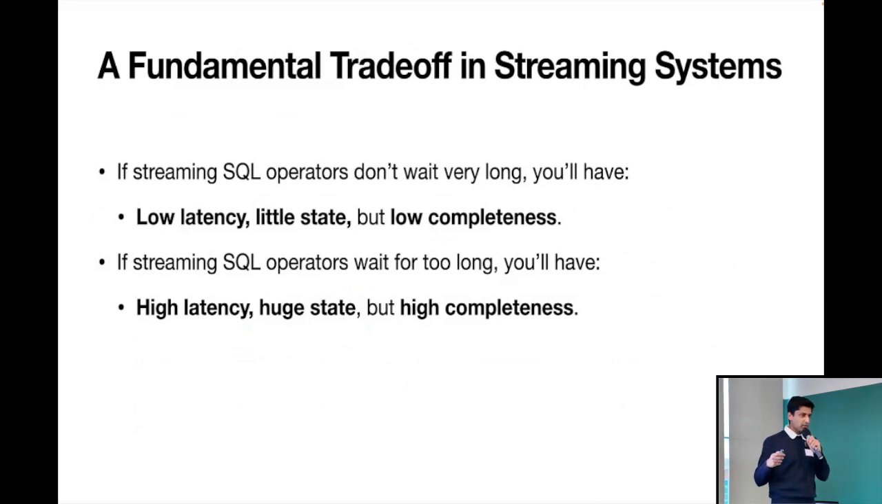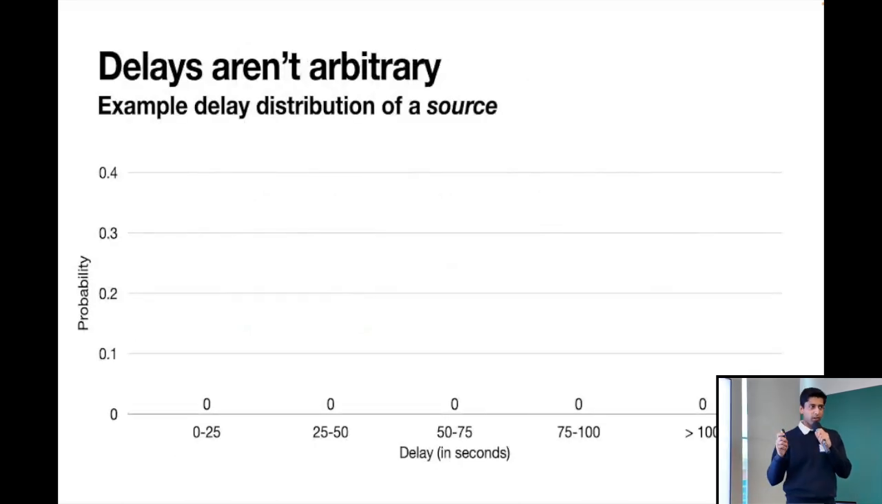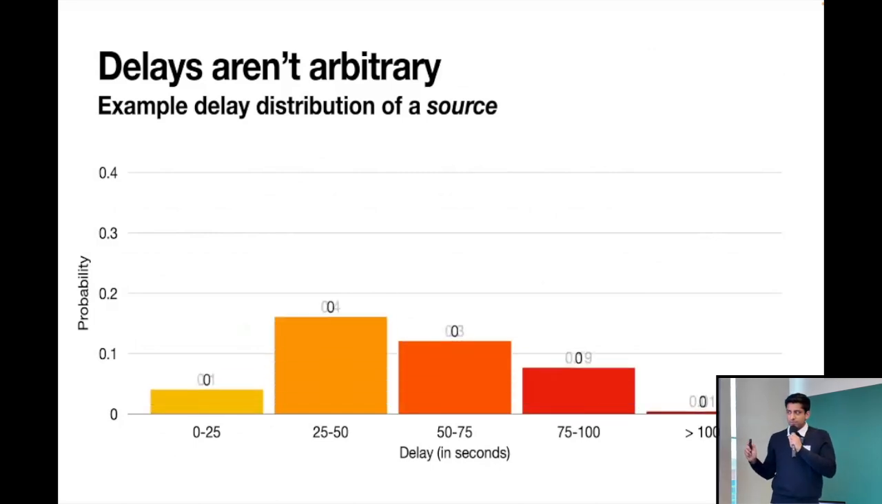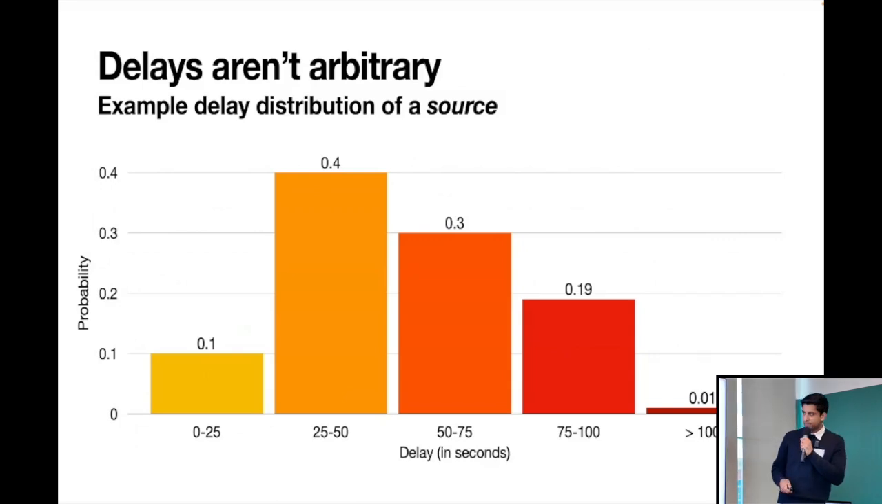So how do we trade this off? The key to know is that delays in distributed systems are not arbitrary. Interleavings are arbitrary. We shouldn't make any guesses on how processes and threads interleave. But delays usually follow some distribution. So this tells us that 10% of events arrive within 25 seconds. You add up from left to right. 50% of events arrive within 50 seconds, et cetera, until we get to the 99th percentile, which tells us 99% of events arrive within 100 seconds. And so what we can do is by choosing how much delay we have, we configure the completeness that we get.